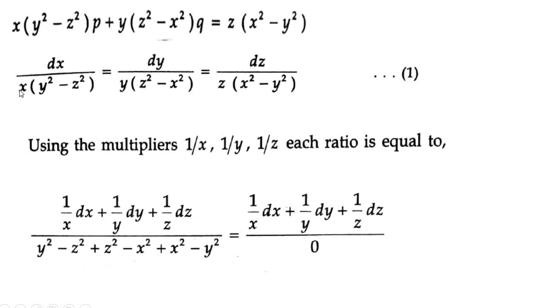What about in the denominator? x divided by x gets cancelled, so you get y² − z² plus y divided by y is 1, so plus z² − x², that's what I have written here. Next, plus z divided by z gets cancelled, so plus x² − y². So all the terms in the denominator will get cancelled, so that will equate to 0. Next, equate the numerator to 0. So that implies 1 by x into dx plus 1 by y into dy plus 1 by z into dz equal to 0. So we'll integrate this.